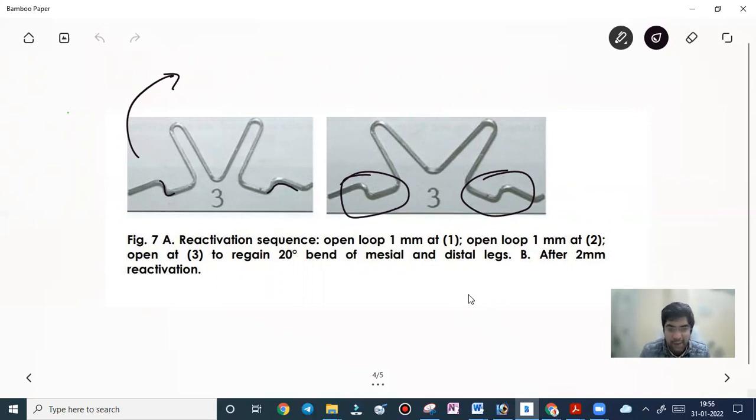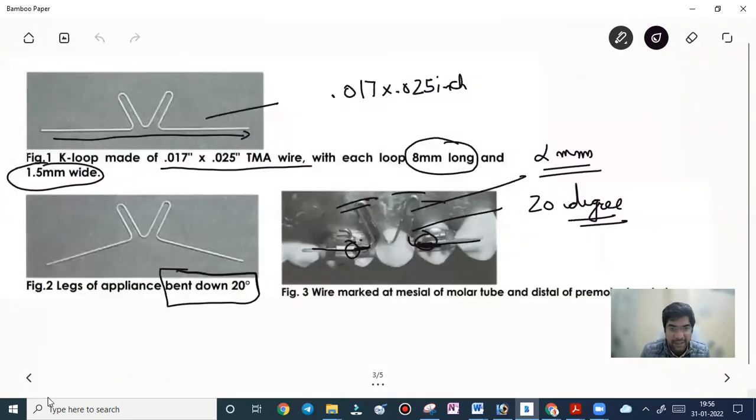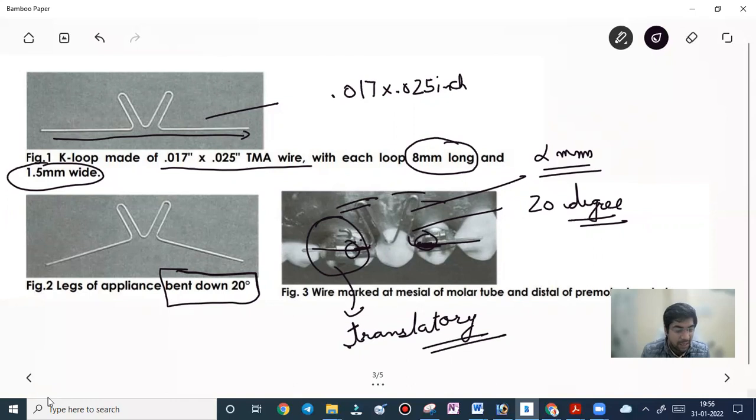So what will the molar undergo? Remember, the molar will undergo a translatory movement instead of tipping. If extrusive or intrusive forces are not desired, then it is important to keep the K centered between the first molar and the premolar.